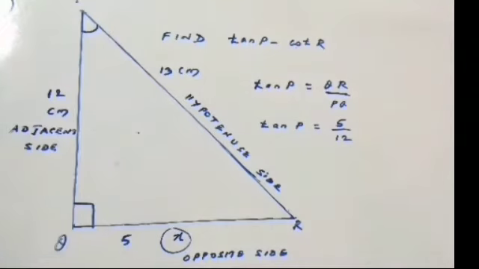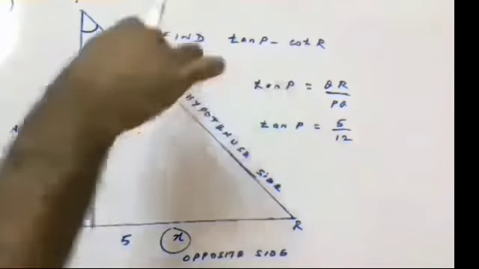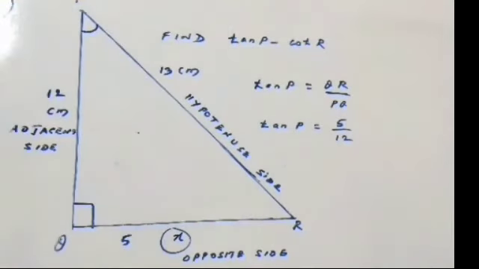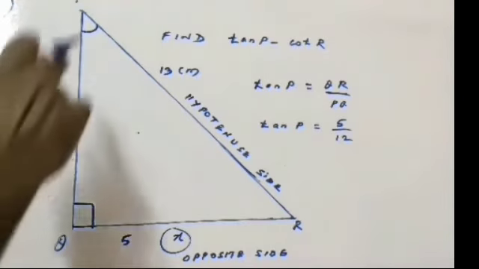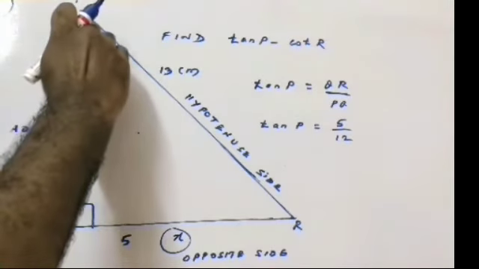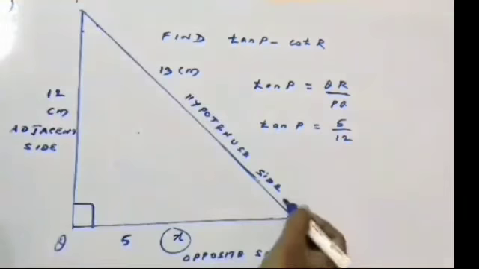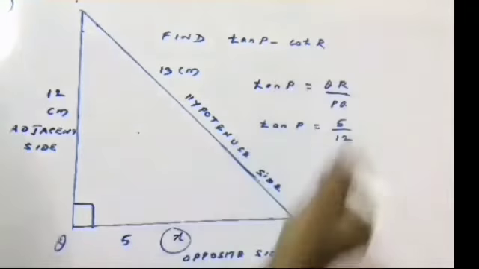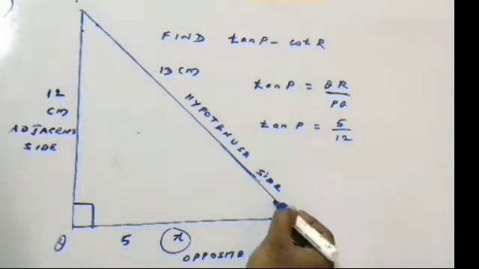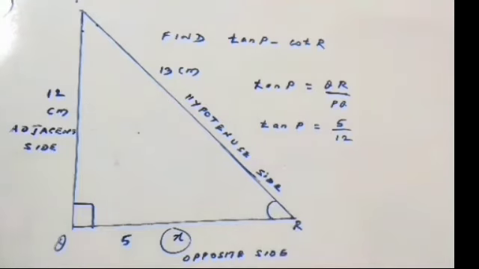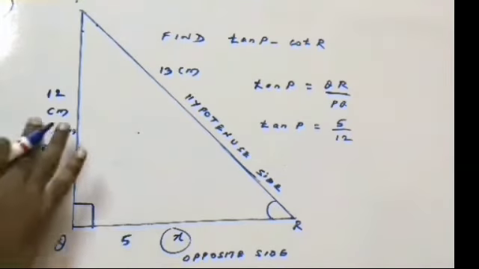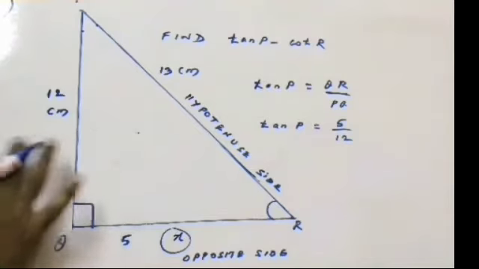So now we get the answer: tan P equals 5 by 12. We got the value of tan P, and then we have to find the value of cot R. So instead of the angle at P, you put the angle at R, because they are asking for cot R. So now the sides will change.